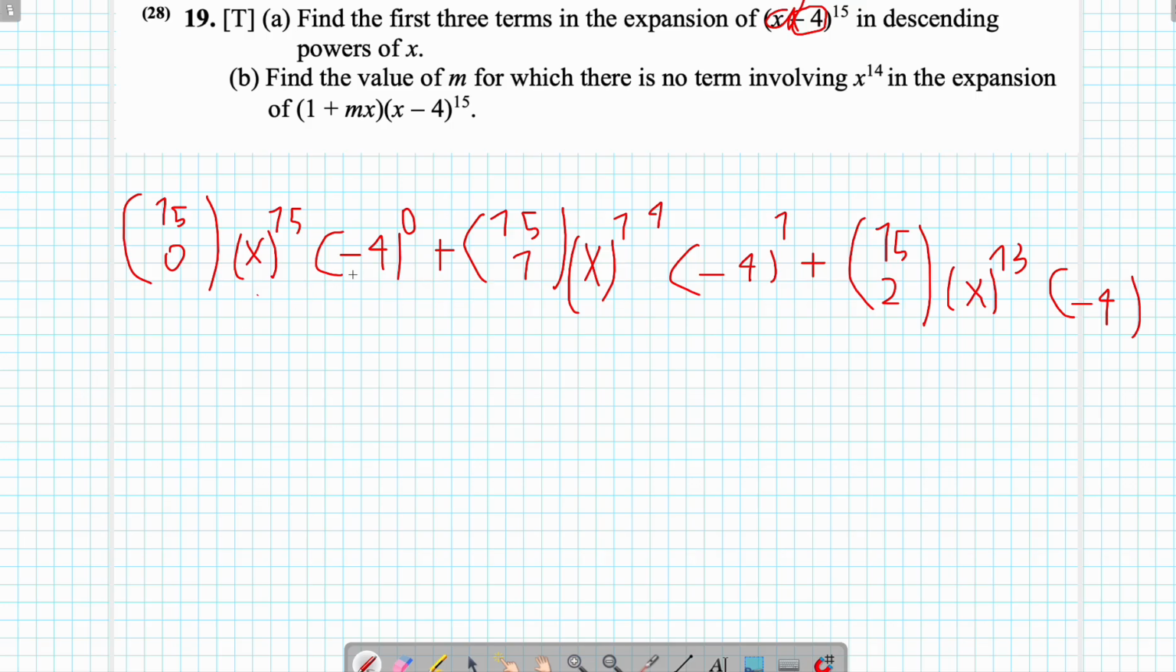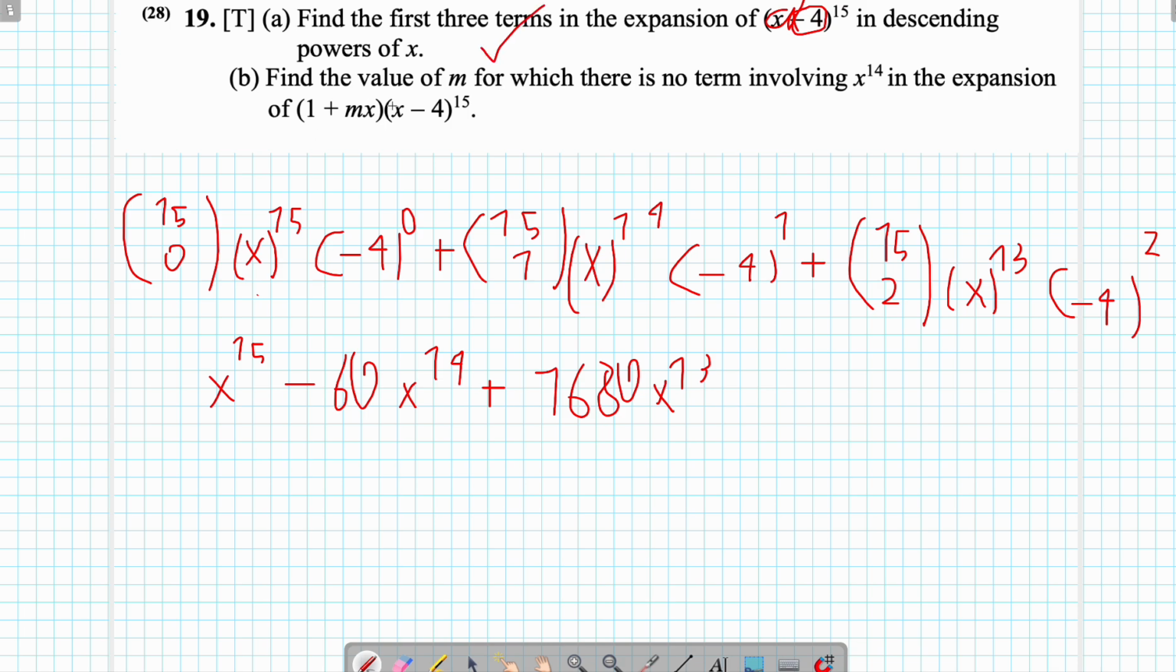15C0 is 1 and (−4)^0 is also 1, so x to the 15 plus 15C1 times negative 4, right? 15C1 times negative 4 is negative 60, so negative 60x to the 14, and then we're gonna do 15C2 times 16, which is 1680x to the 13. We have part A done.